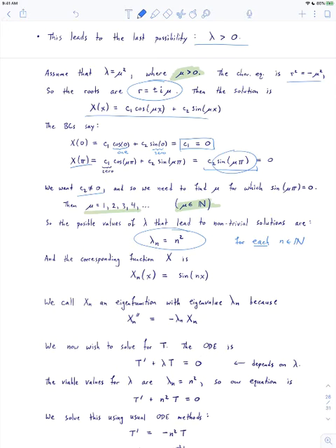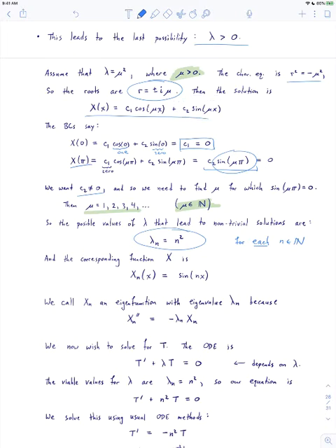The corresponding x function, capital X sub n of x, is equal to sine of nx. Because, of course, capital X is this expression right here. And we know that c1 is equal to 0, so that term goes away. So we just have some constant times sine of mu x, but mu is n.